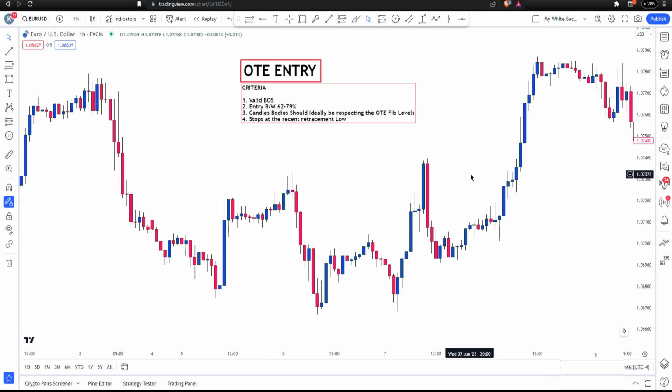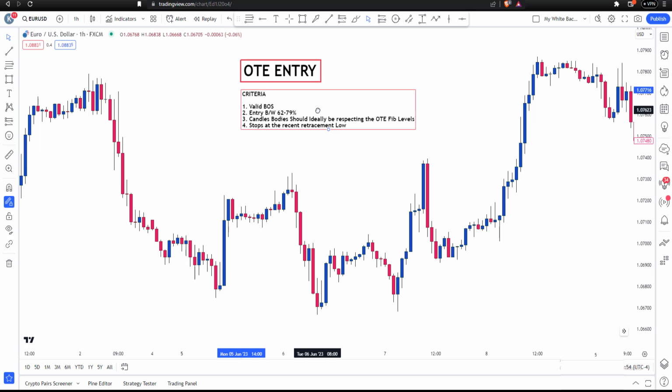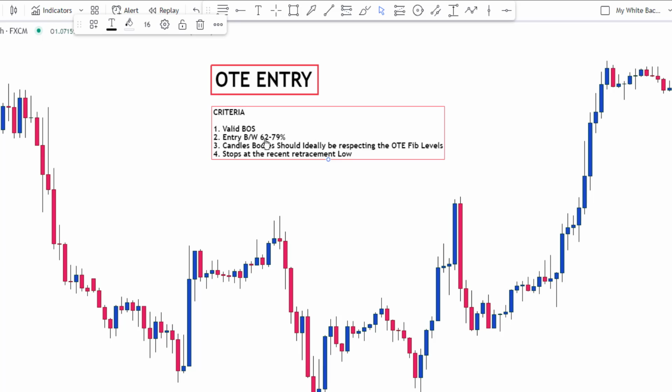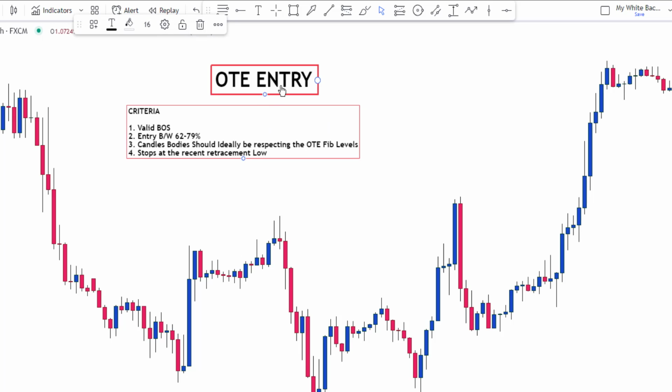So looking at what we have right here on my chart, we have a criteria for ICT optimal trade entry. The criteria is still respecting every ICT concept, like a valid break of structure, entry at the Fibonacci level of 62 to 79%, and then candle bodies must respect the optimal trade entry area. So I'm going to show you what this criteria means.